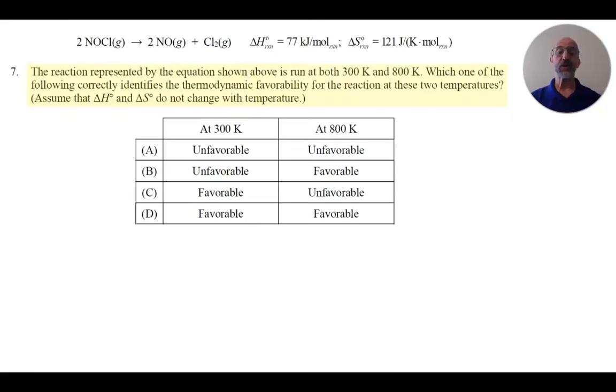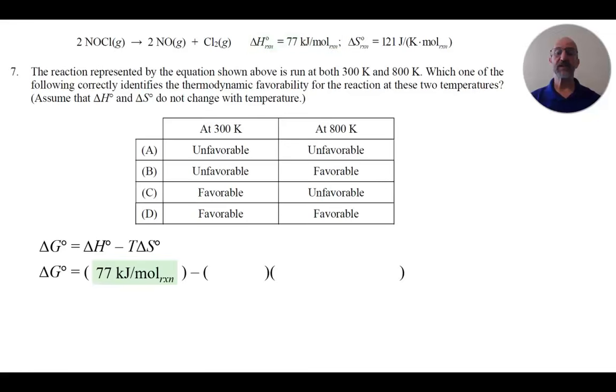So we need to do the calculations to answer question 7. We need to actually pick up our calculator and solve for the value of delta G at 300 Kelvin as well as the value of delta G at 800 Kelvin. So I will begin with 300 Kelvin. The value of delta H is 77 kilojoules per mole of reaction. The temperature is 300 Kelvin. And the value of delta S is 121 joules per Kelvin mole of reaction.